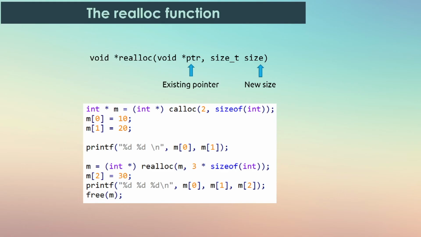Here we can see an example use of the realloc function. The memory is already allocated with 2 elements, and now we are increasing the elements by 3. This is the new size. We can see that even after reallocating, if you try to print 3 elements, it can be done. Finally, clear the allocation by using the free function.